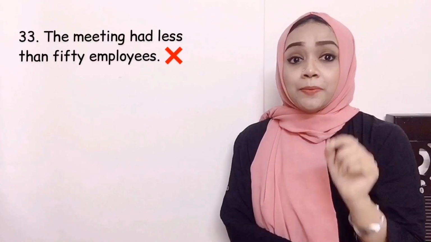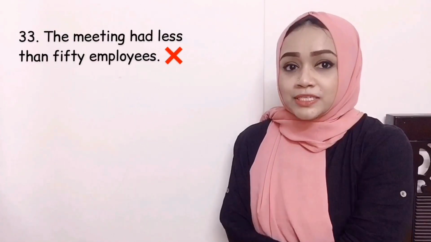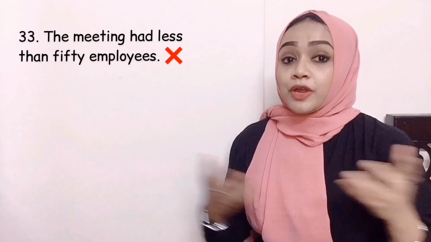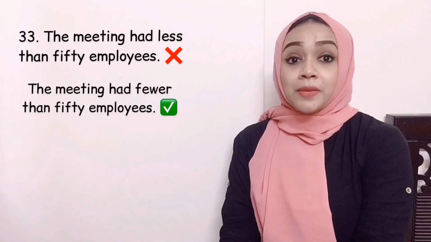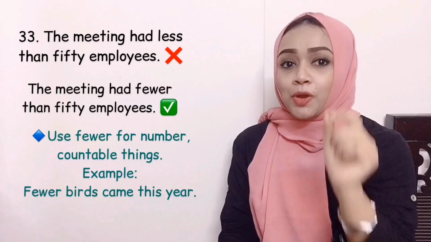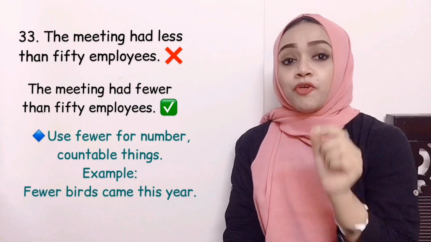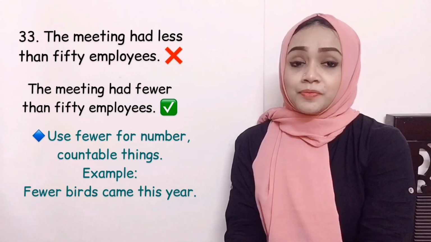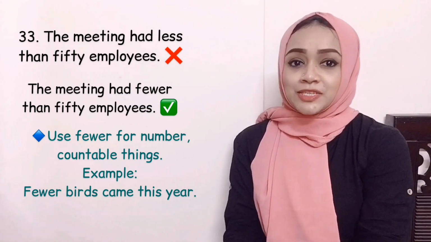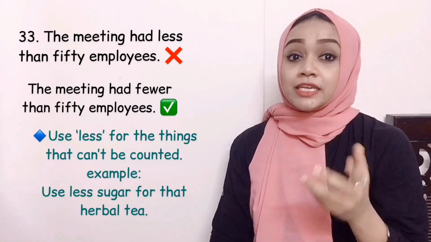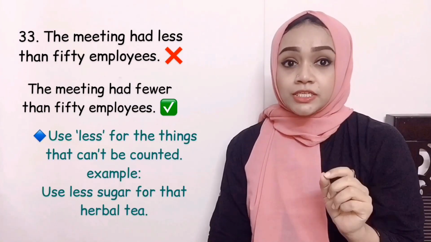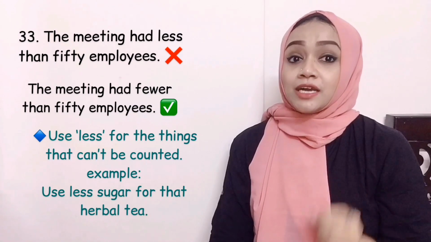Next one is the meeting had less than 50 employees. Yes, there is a mistake. The correction of this sentence is the meeting had fewer than 50 employees. Use fewer for countable things, for example, fewer birds came this year. Use less for the things that cannot be counted, such as use less sugar for that herbal tea.